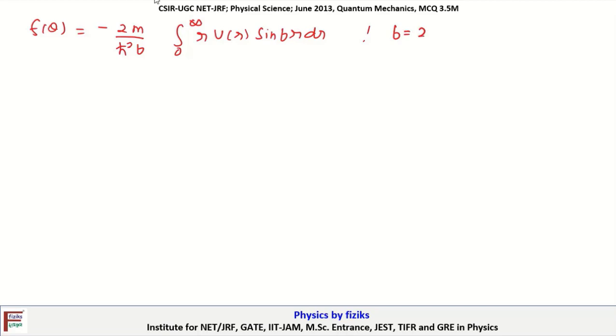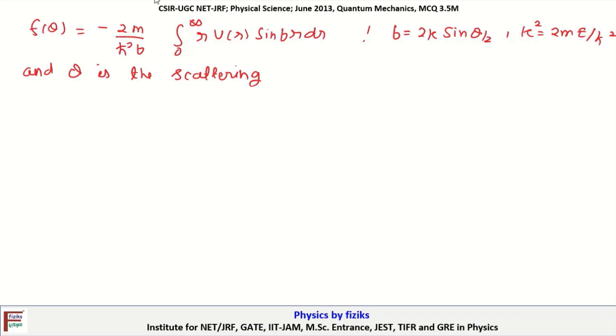where b is equals to 2k sin theta by 2, and k square would be twice m E by h cross square, and theta is the scattering angle.